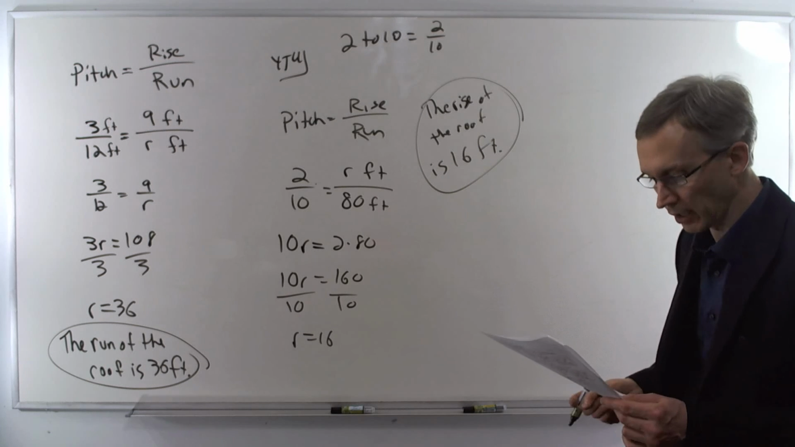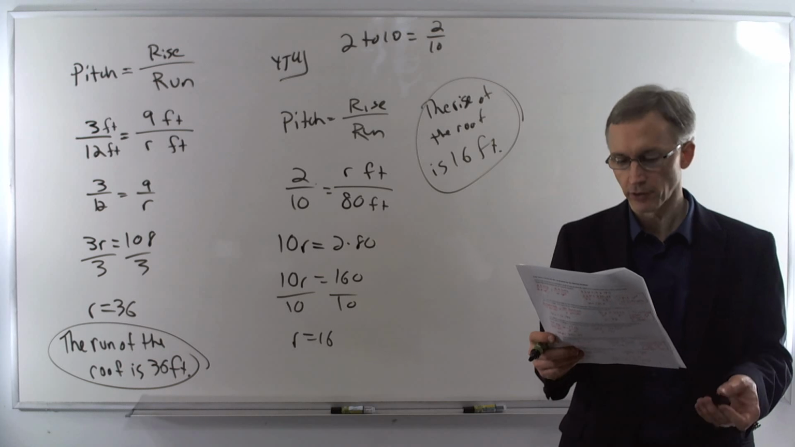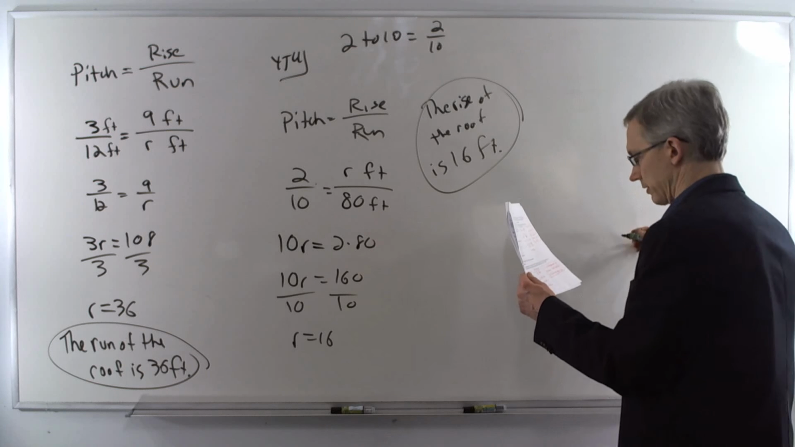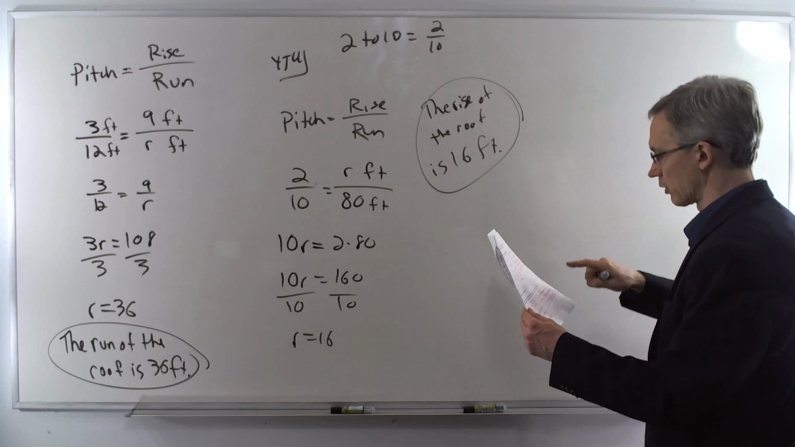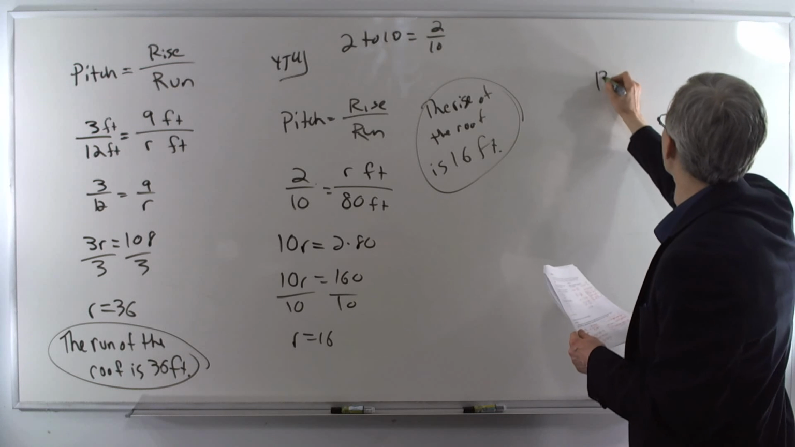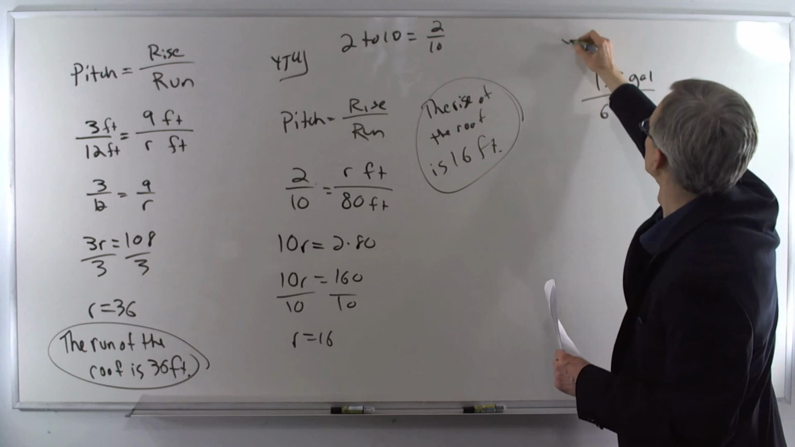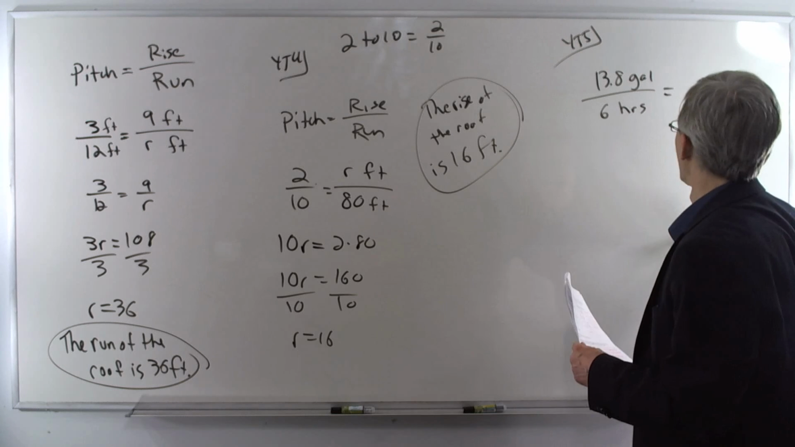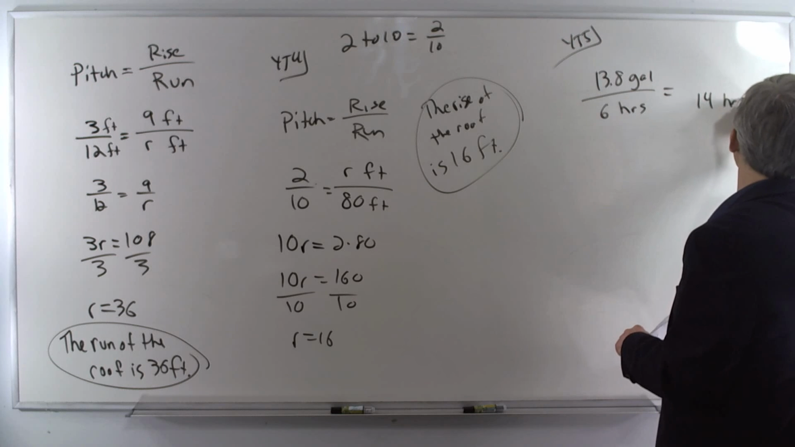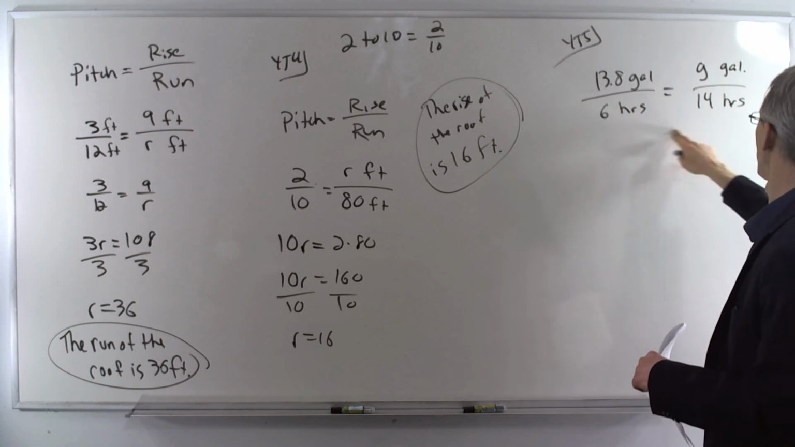All right, and finally, your turn number 5, we're returning to the generator problem. So, how many gallons of diesel fuel will be required for 14 hours of generator time? So, we're given that we have 6 hours for 13.8 gallons of fuel. So 13.8 gallons over 6 hours, and that is going to equal 14 hours on the bottom and G gallons on top. So gallons on top, hours on the bottom.